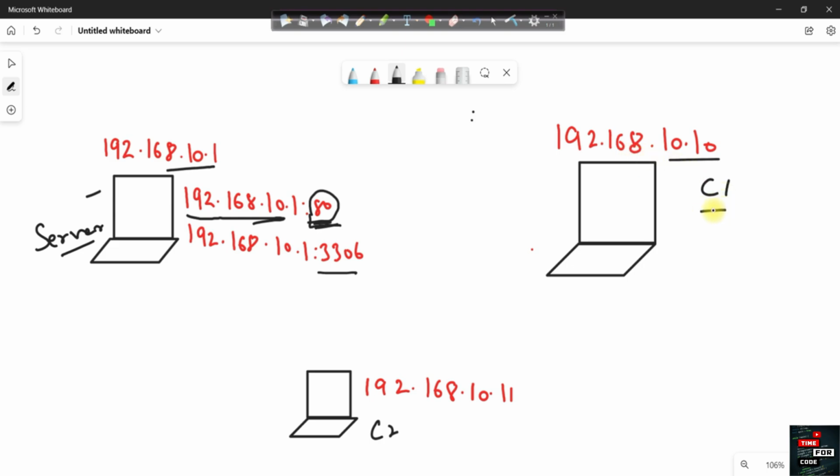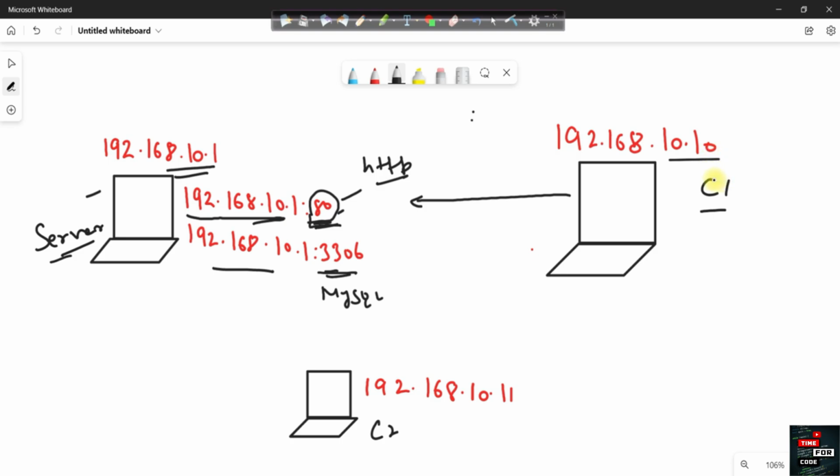Consider this client C1 wants to connect with this server for the service of HTTP. We know that mostly the HTTP protocol uses port number 80, and this server also gives service for MySQL. So the MySQL port number, or you can say service identifier, is 3306. So this client wants to connect with this server.